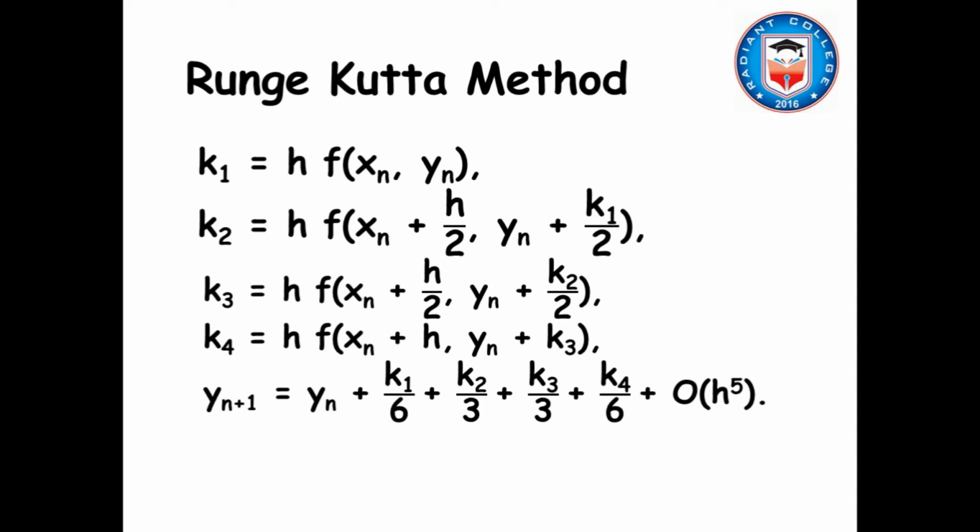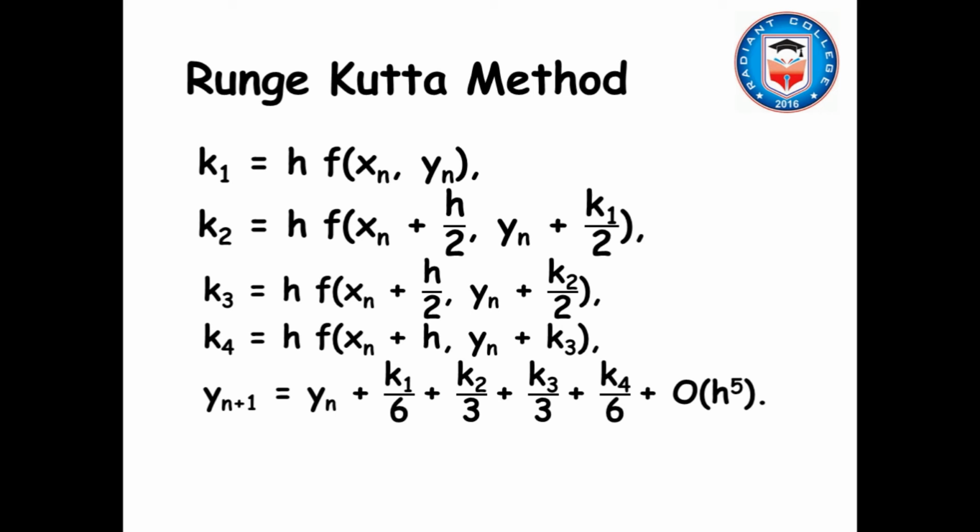Look at k1, there is only h raised to power 1, and in k2 we see that h is multiplied by f of xn plus h. It means that h contains the previous k1 h also, and then we can say in k2 h will be of order 2, and in k3 h will be of order 3, and in k4 h will be of order 4, and so that's why we have the next term of order 5.